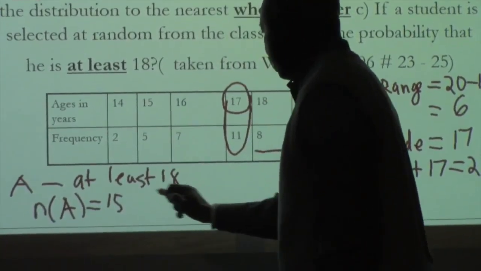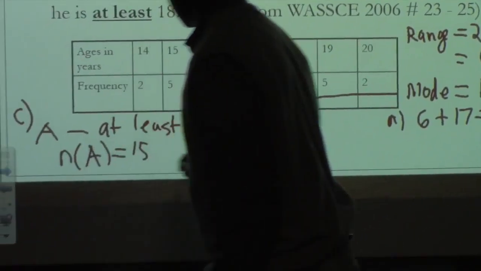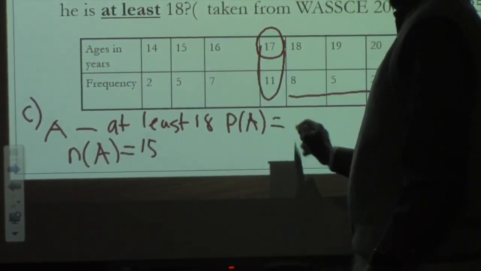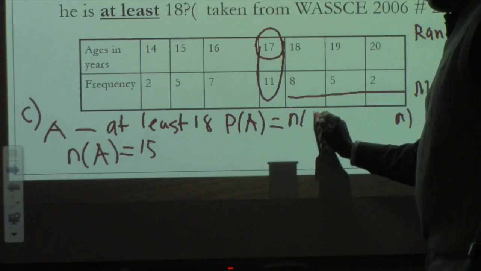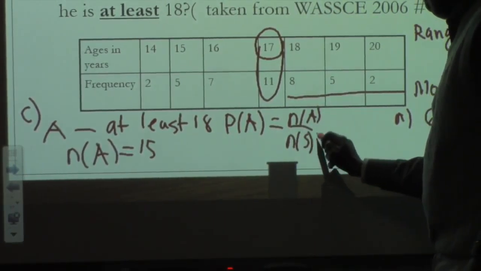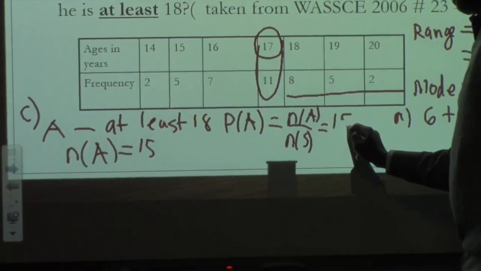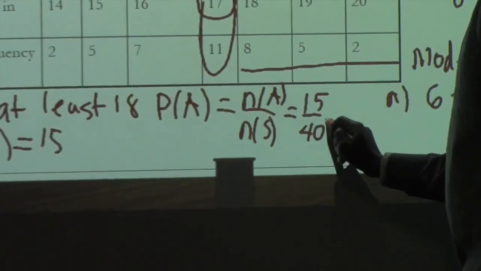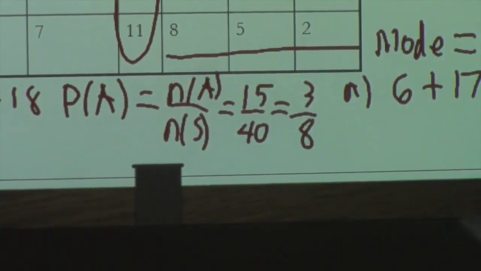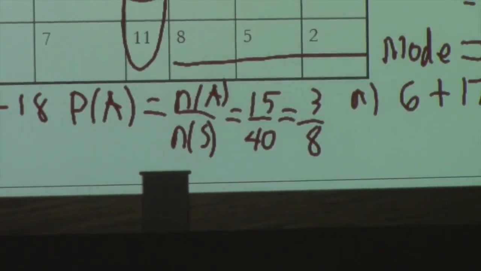So to find the probability, that's part C we are doing here. The probability of A is the number of elements favoring A divided by the number of elements in the sample space, which is 40. So we have 15 over 40. If we divide this by 5, we get 3. We divide this by 5, we get 8. So the probability of at least 18 is 3/8.